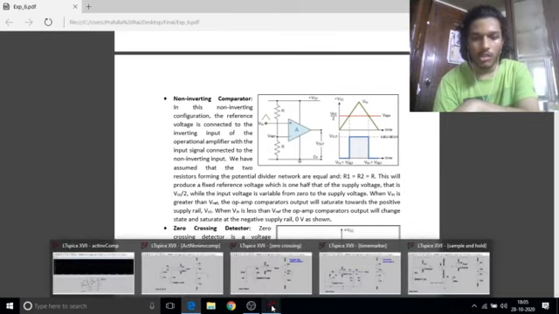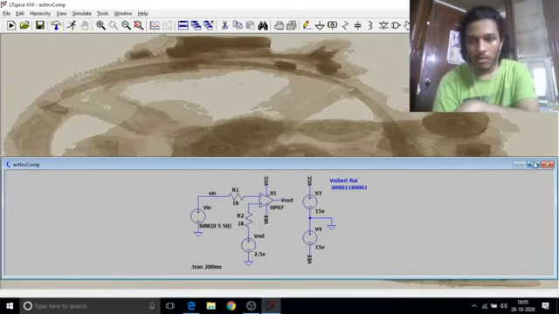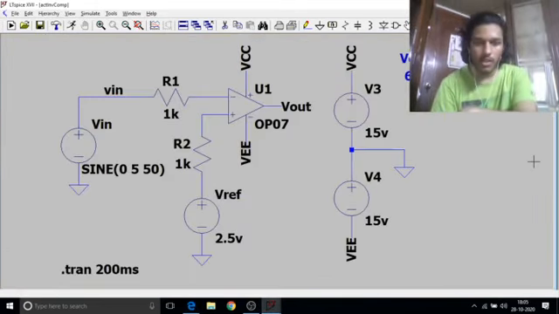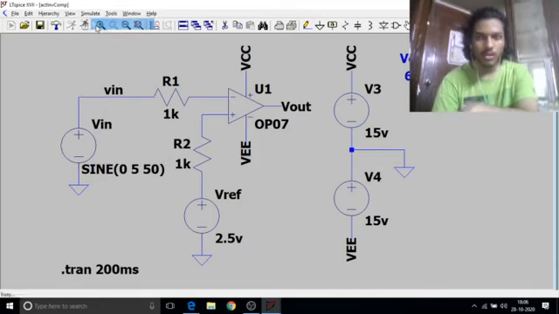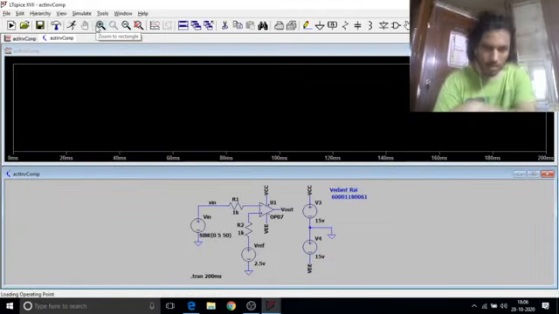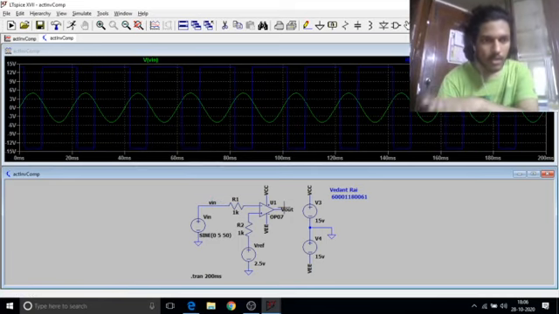We'll now see the circuit diagram for an active comparator. This is a circuit for an active comparator. I've given a 2.5 volt reference and I've given a 5 volt sine wave as the Vin, with 50 Hz frequency. I'll now run it. Input the sine wave and output. We are getting what we expect when the V reference is around 2.5 volts.